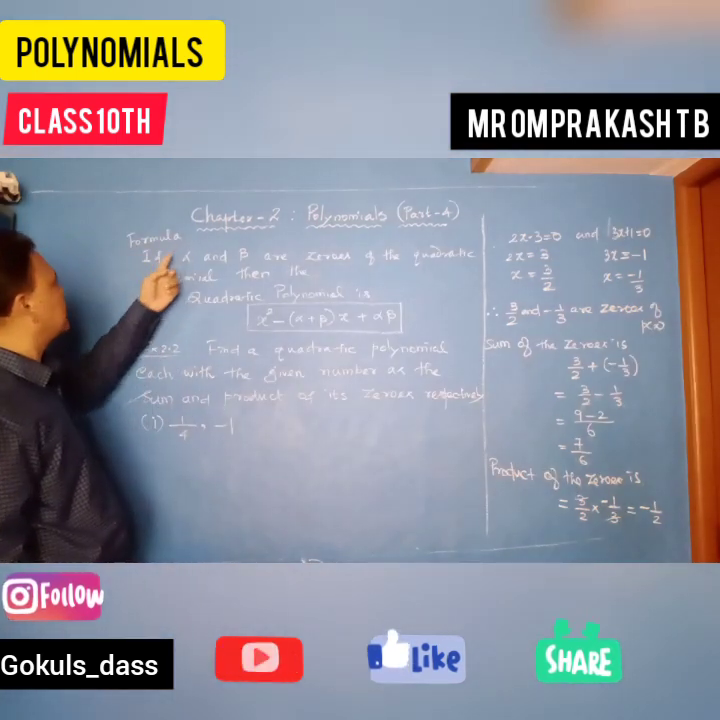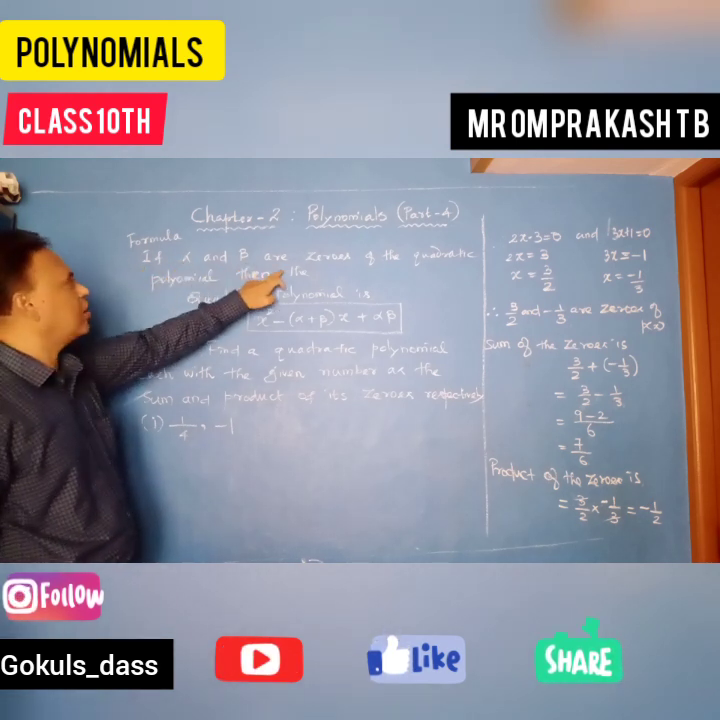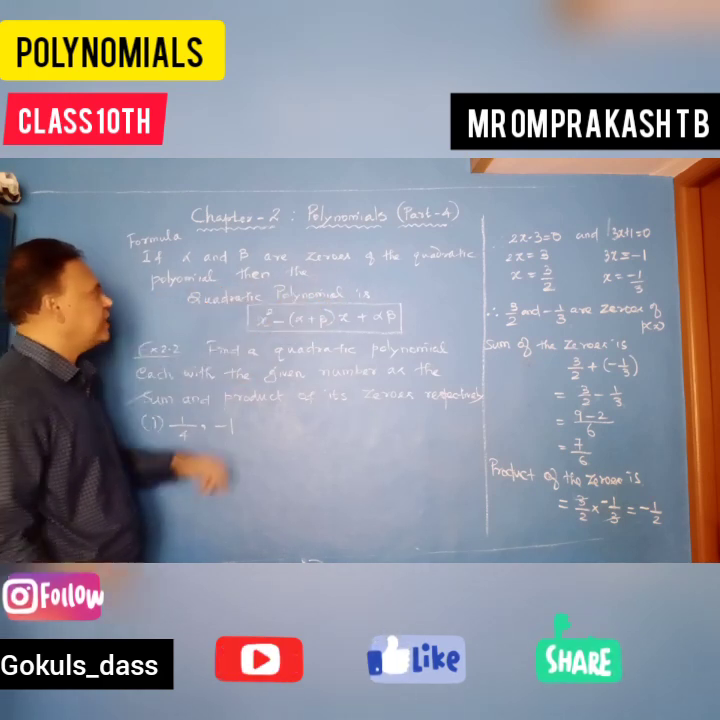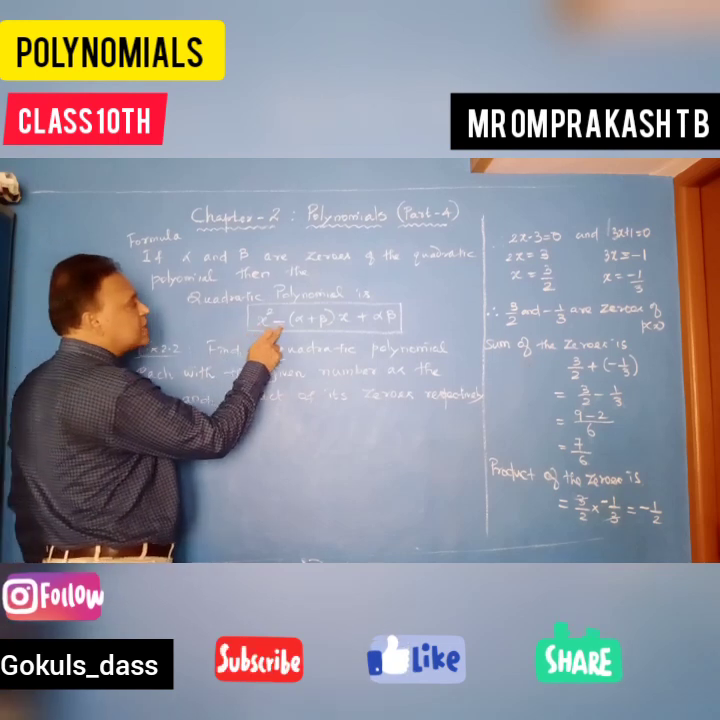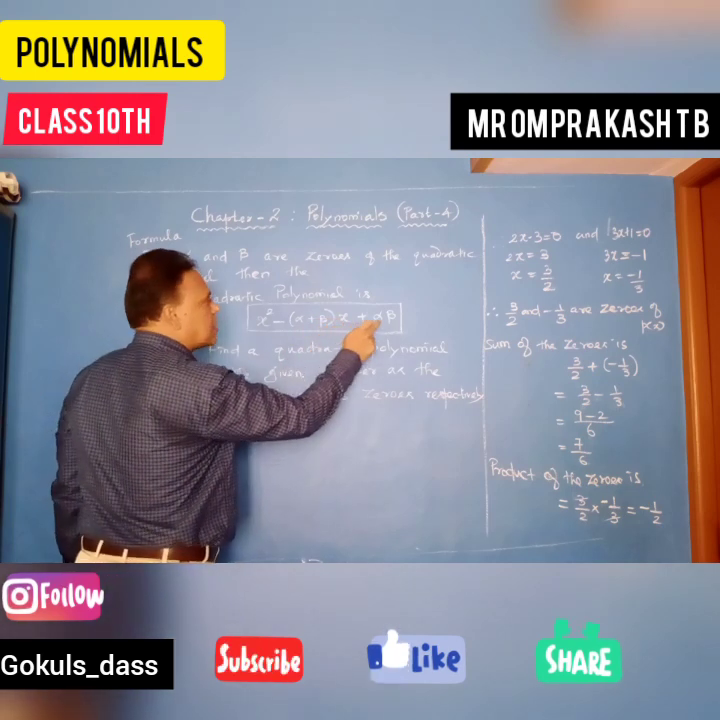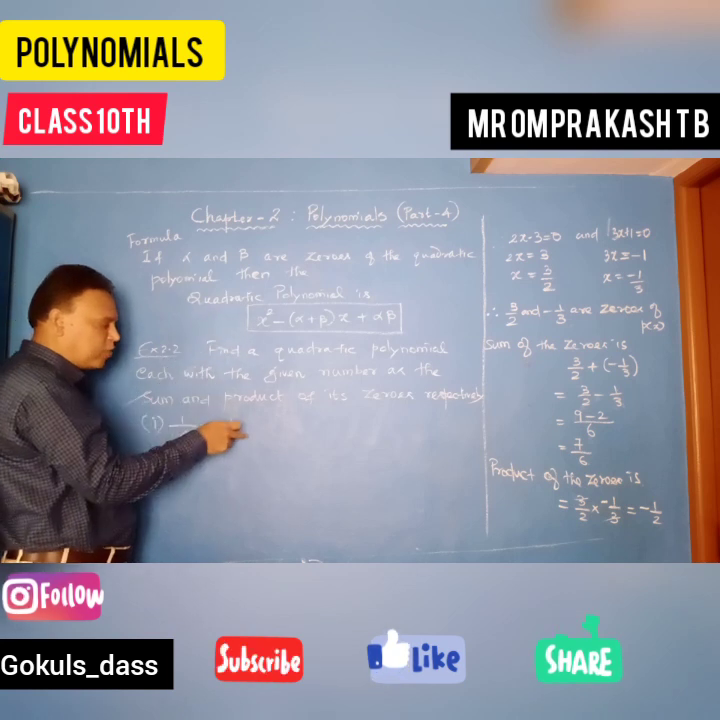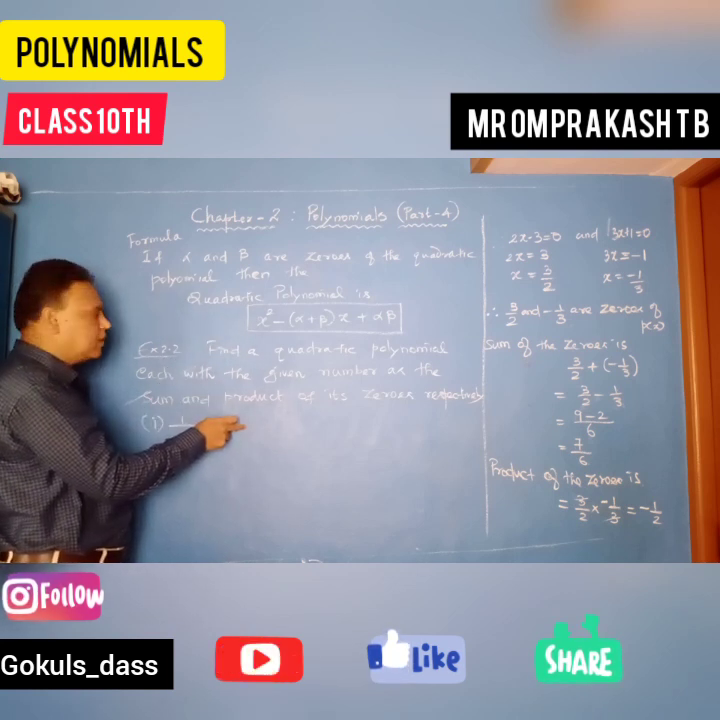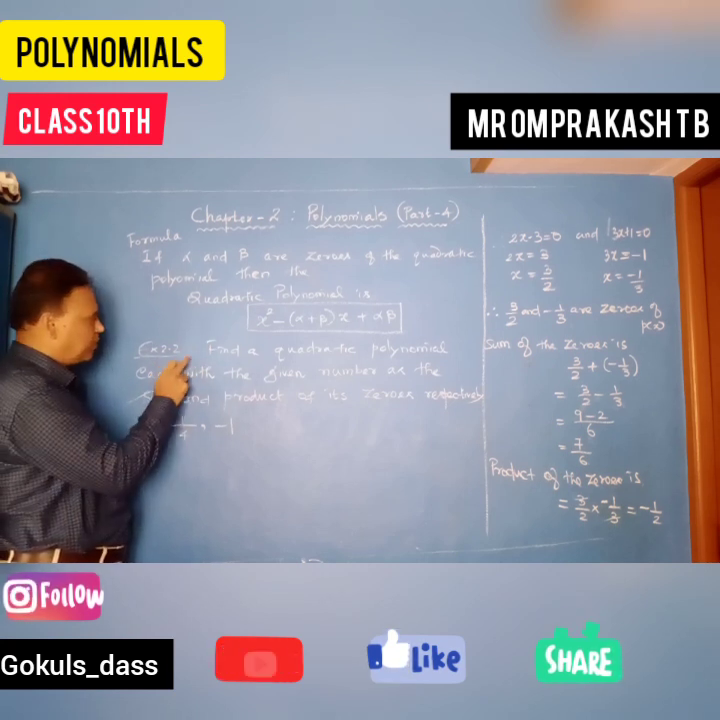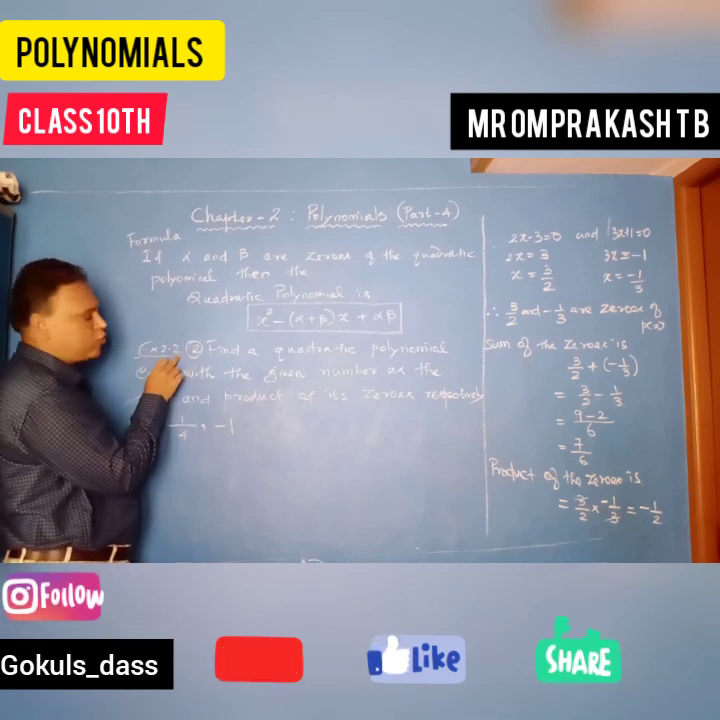Already I have given this formula. Clear? Again, just to recall it. If alpha and beta are the zeros of the quadratic polynomial, then the quadratic polynomial is x squared minus sum of the zeros, alpha plus beta, into x plus alpha beta. So always you have to remember this formula. This formula is what we are going to use for this problem. Okay. So exercise 2.2 NCERT book, second problem.